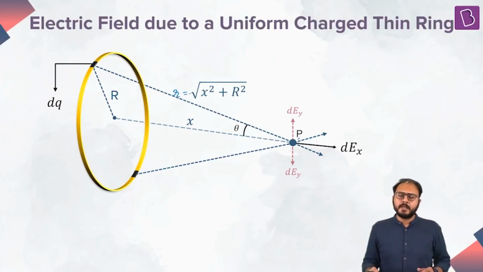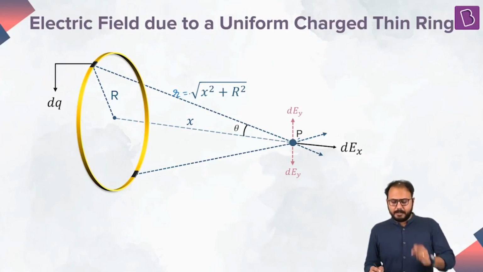So what's the agenda? I have a uniformly charged ring with charge Q scattered uniformly over the ring, at an axial point which is x away from the center. I want to find its electric field. Agreed? Now I'll take an element. Clearly I've taken an element of charge dq. I will find out the field due to this element.